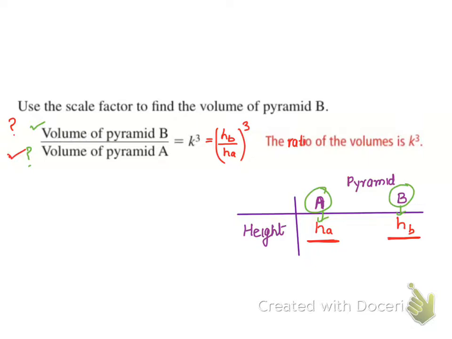If you're finding the volume of pyramid B and you are given pyramid A, that's going to be the cube of the scale factor. If B is on top, the linear measurement from B goes on top, the height of pyramid B. If A is on the bottom, the height of pyramid A goes on the bottom. So you use this kind of formula to do that. I will be using this formula in one of the questions in the next video. Let's move to the last part.